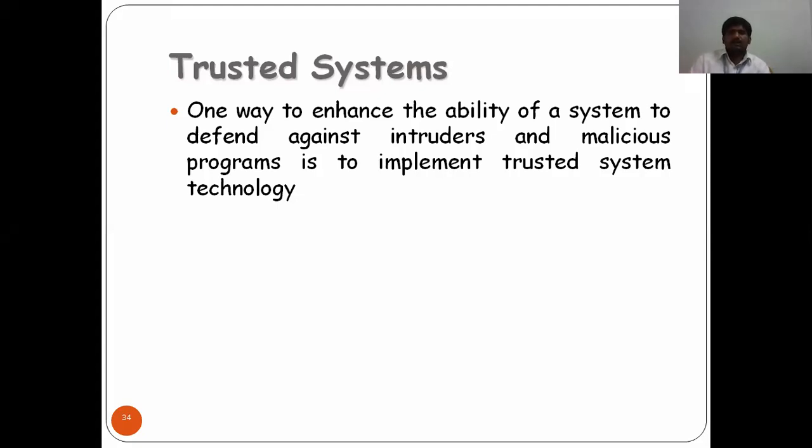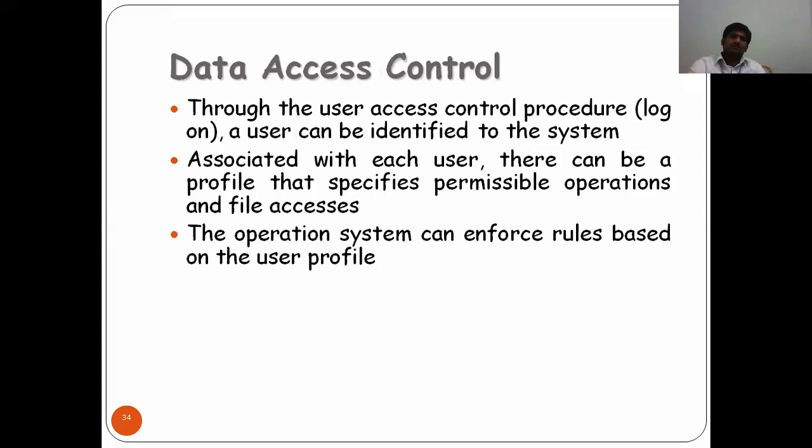One way to enhance the ability of a system to defend against intruders and malicious programs is to implement trusted system technology. So against these malicious things and some errors, no intruders should enter, and malicious programs, that is, viruses, should not get into these systems. That is the way trusted systems have a technology to implement.